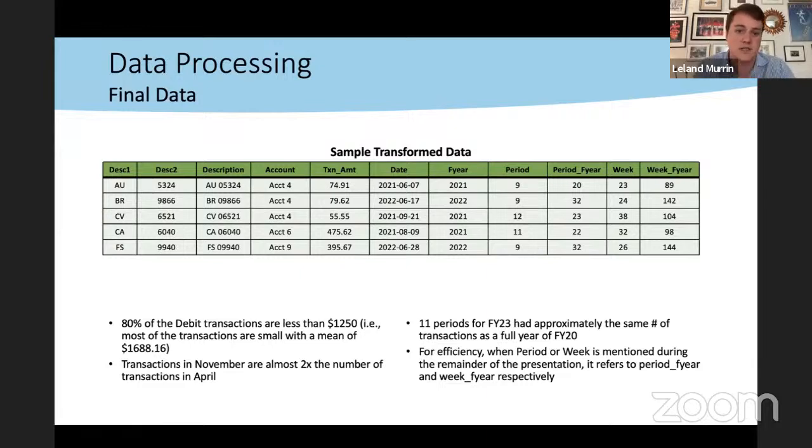The final transformed data set, here's a sample of the final anonymized data set, just 5 rows of that data set with description 1, period and period fiscal year, another engineered feature, with week and week fiscal year, which come in later, similarly engineered.